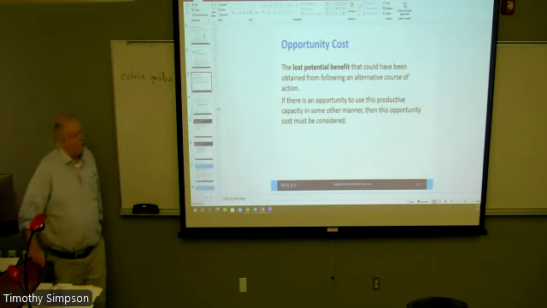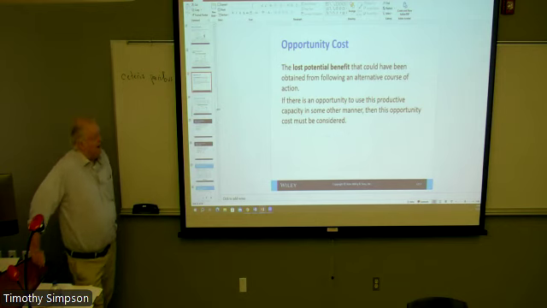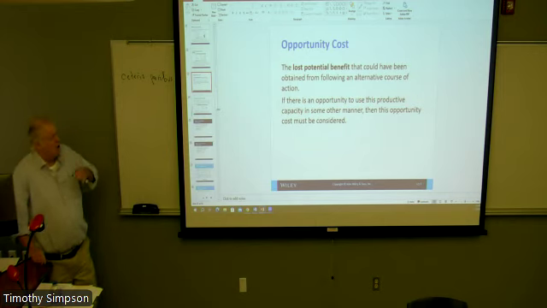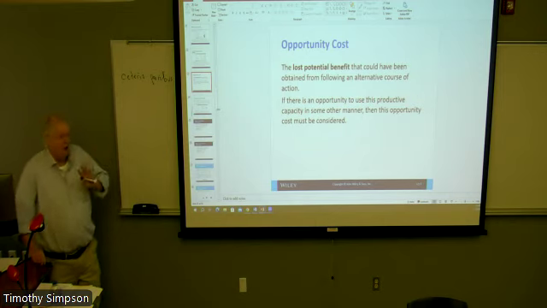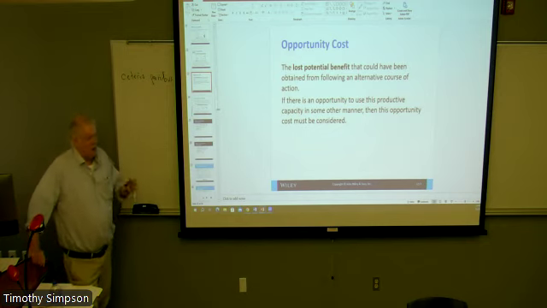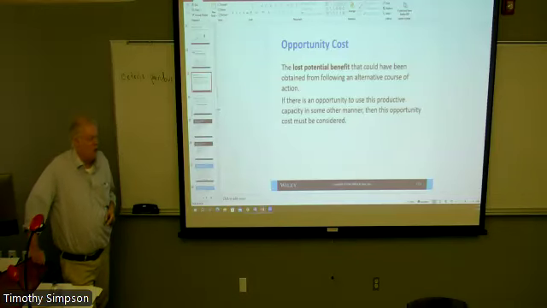So this is an idea that really comes from the accounting profession. It's the idea that we account for the lost benefit that might have been achieved had we not done one thing or the other. Opportunity costs are all around us. If we do one thing, it means we foreclose the opportunity to do another thing.